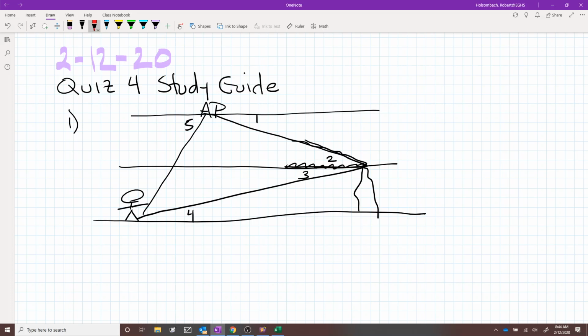You just need to remember your definitions, okay? This is an angle formed by a horizontal and a line of sight. In this case, it's going up. So angle 2 is an angle of elevation. Number 4 down here is an angle of elevation. The rest of the angles in this picture are formed by a horizontal and a line of sight going down.